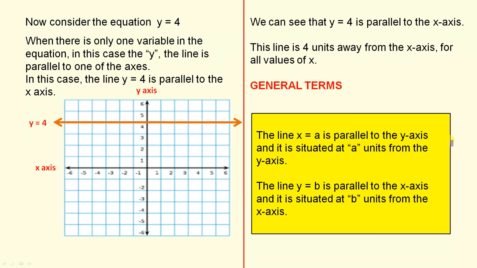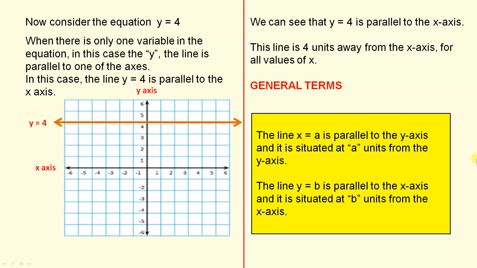So here is now a general statement. So we've got two general statements. The line x equals a is parallel to the y-axis and it is situated a units from the y-axis. The line y equals b is parallel to the x-axis and it is situated at b units from the x-axis.